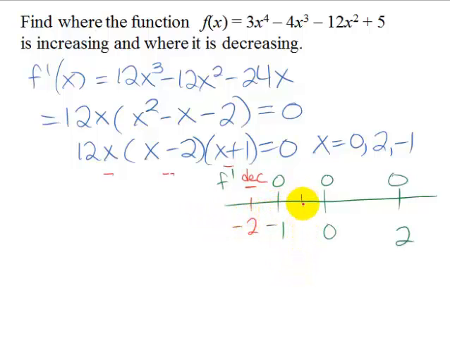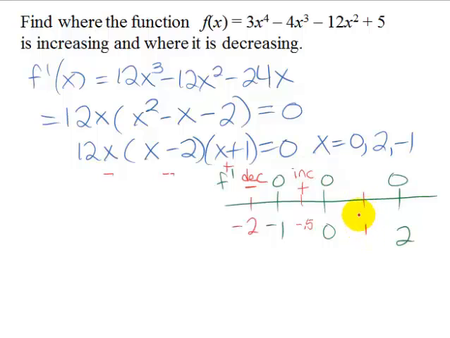Now let's test a point in between here. So how about negative 0.5 or negative 1/2? Well, if I put it in this one, it's negative. Put a negative 1/2 in here minus this would be negative. A negative 1/2 in here, this one would be positive because the 1 would be greater. So negative times negative is positive, times positive is positive. So the graph is increasing from negative 1 to 0.